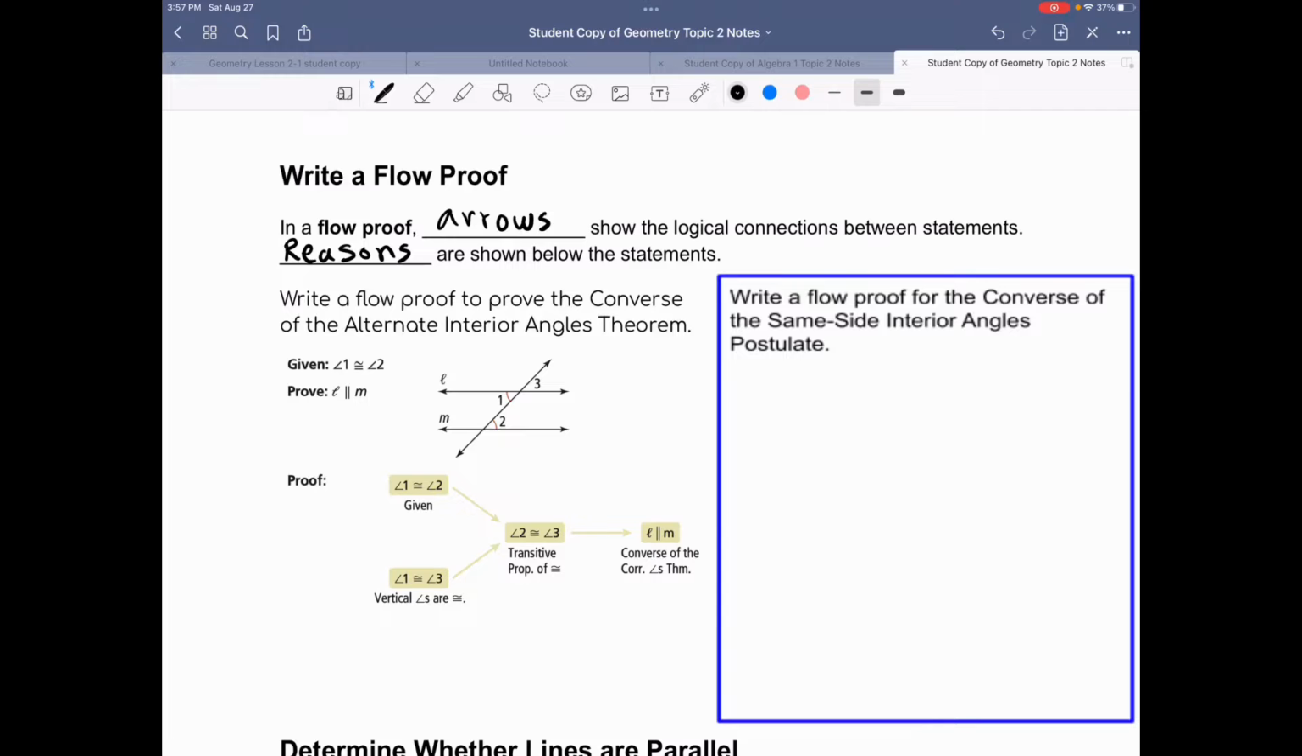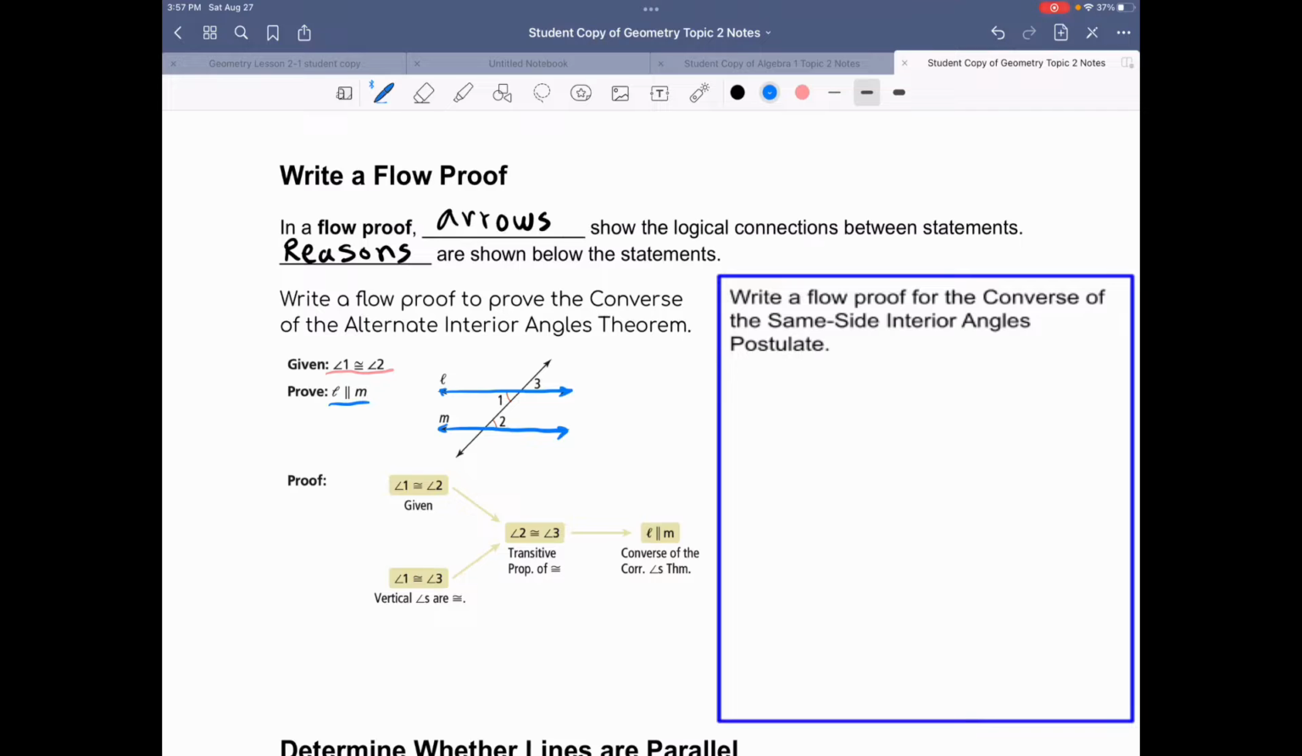We are given that angles 1 and 2 are congruent, and you can see that in red. They want us to prove that L and M are parallel, and we can't just say that because they look like they're parallel, okay? They do look parallel.